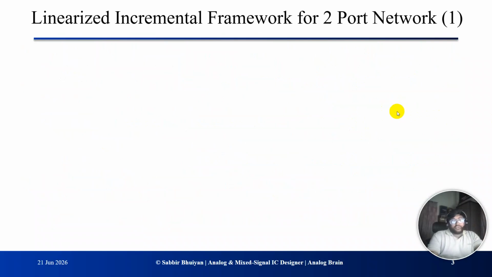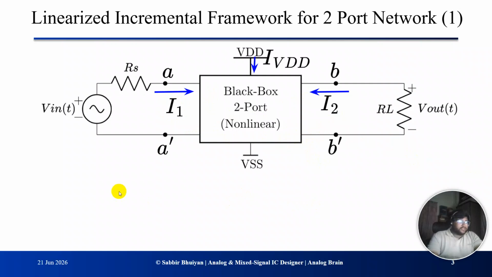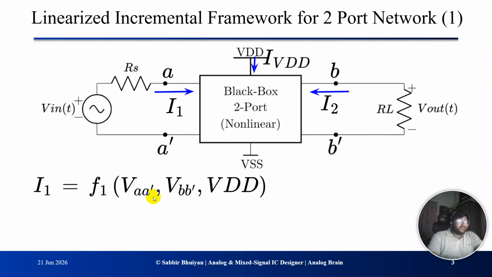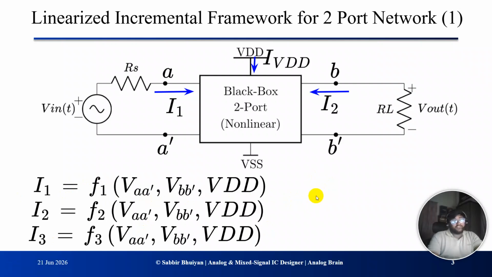So let's see a two-port network setup. This is a two-port network, our black box, two-port, nonlinear. This is A prime, our port 1. This is the current of port 1, I1. This is B prime. This is the current of port 2, I2. Our assumption: I1 is a function F1 of VA prime, VB prime, VDD. I2 is a different function F2 of these three, and I3 is a different function of these three.